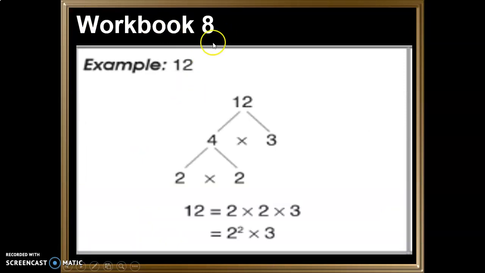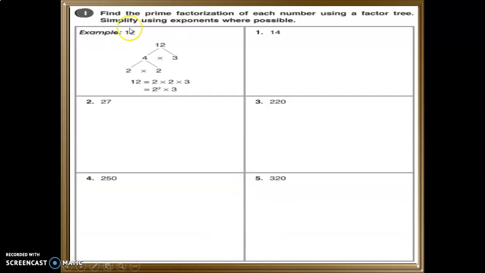So on your workbook page number 8, we have here the prime factorization using a factor tree. So for example, we have number 12. 4 times 3 is 12. So what numbers can you multiply to get 4? We have here 2 times 2 is equal to 4. Next.